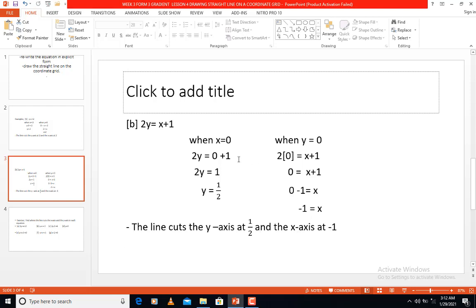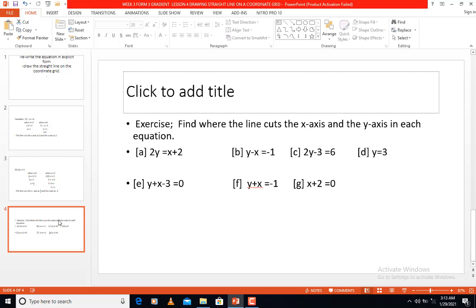So what is happening here is we are using 0. We say when x is 0, then you substitute 0 and find the value of y. When y is 0 in this equation, substitute and then find the value of x. The values you have obtained are where the line cuts the x-axis and the y-axis. So what I want you to do is try these equations.